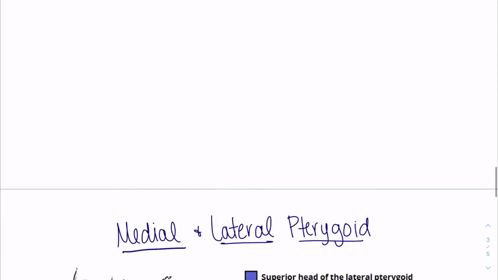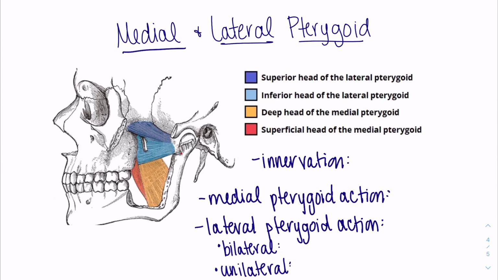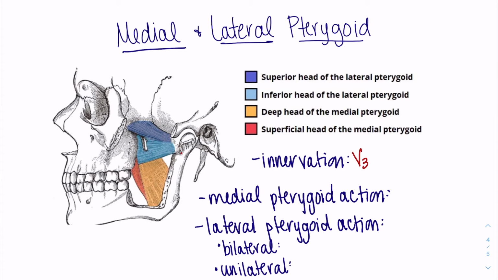mandible. Lastly, we have the medial and lateral pterygoid. Both are innervated by, again, the mandibular branch of the trigeminal. Medial is the nerve to the medial pterygoid, and lateral is the nerve to the lateral pterygoid. For the medial pterygoid, the superficial attachment is the maxillary tuberosity, and deep, we have the medial surface of the lateral pterygoid plate here, and they both attach down here to the ramus of the mandible. Its action is to elevate and protract the mandible.